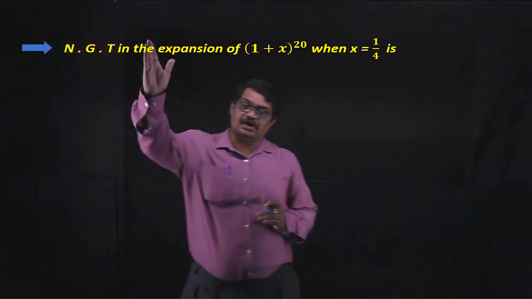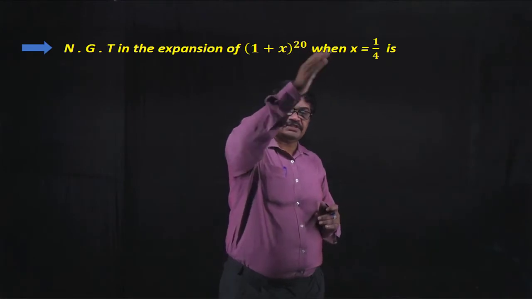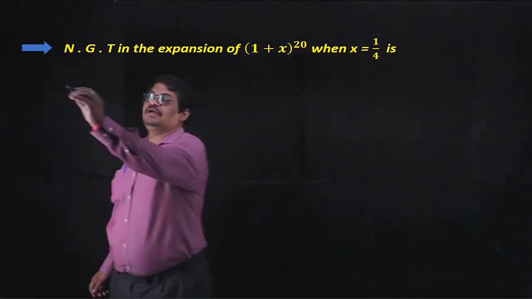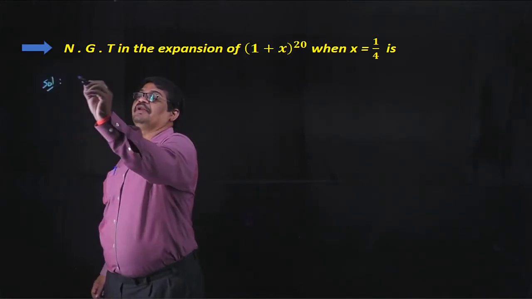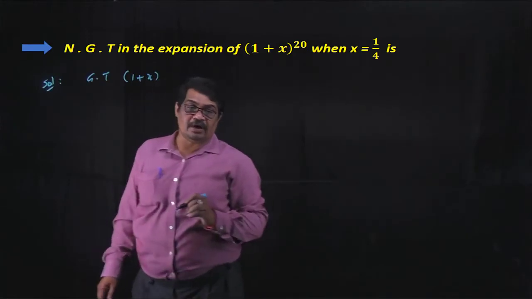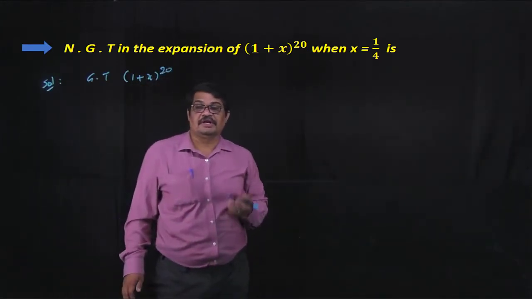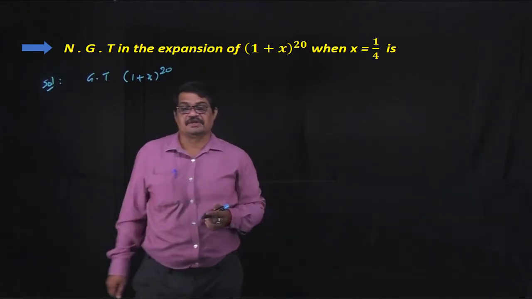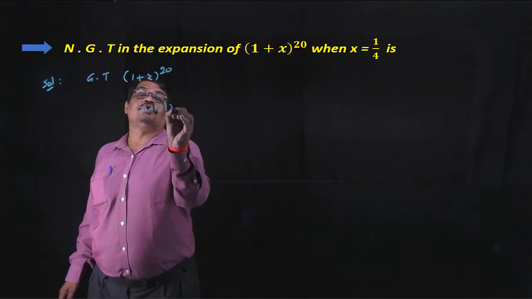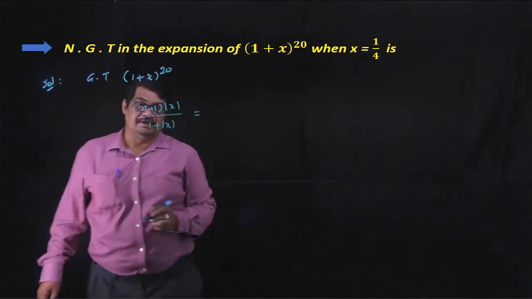Numerically greatest term in the expansion of (1 + x)^20 when x is 1/4. So what is the numerically greatest term? Here the given expression is (1 + x)^20. Now we have to find the numerically greatest term in that expansion. So first we have to find (n + 1)|x| / (1 + |x|). So that is the value here.